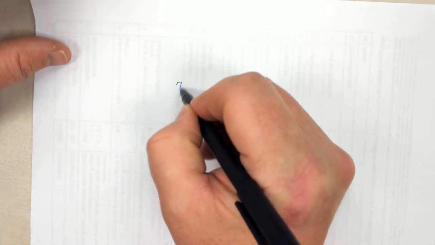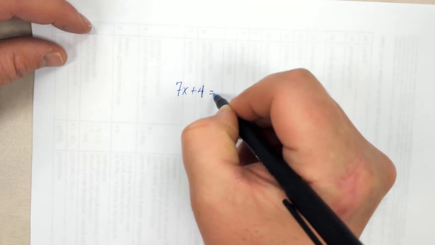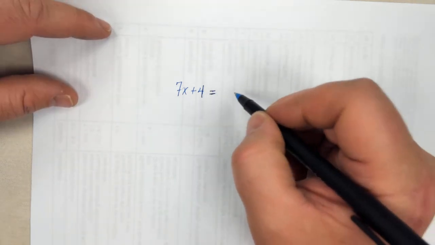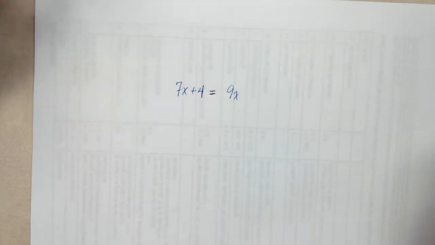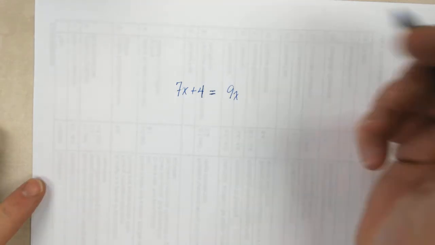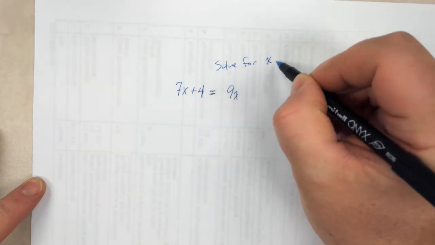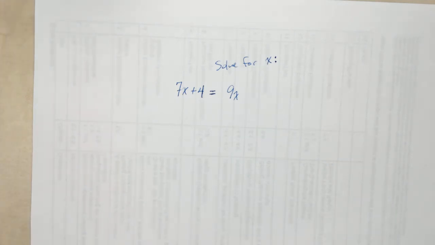So let's do 7x plus 4 equals, oh, let's do 9x. There, that'll work. Well, that's gonna be beautiful. Oh my goodness. Solve for x. Oh, this is a beautiful problem. I'm excited about this problem.